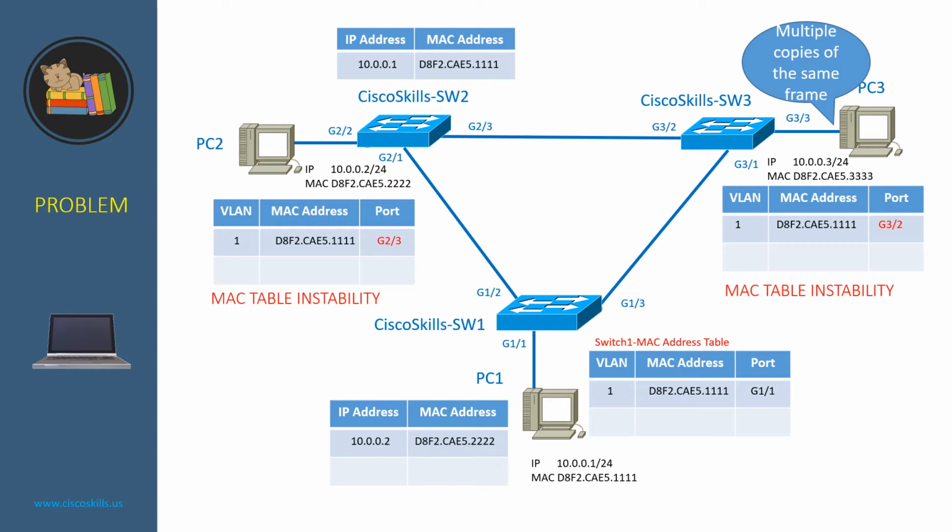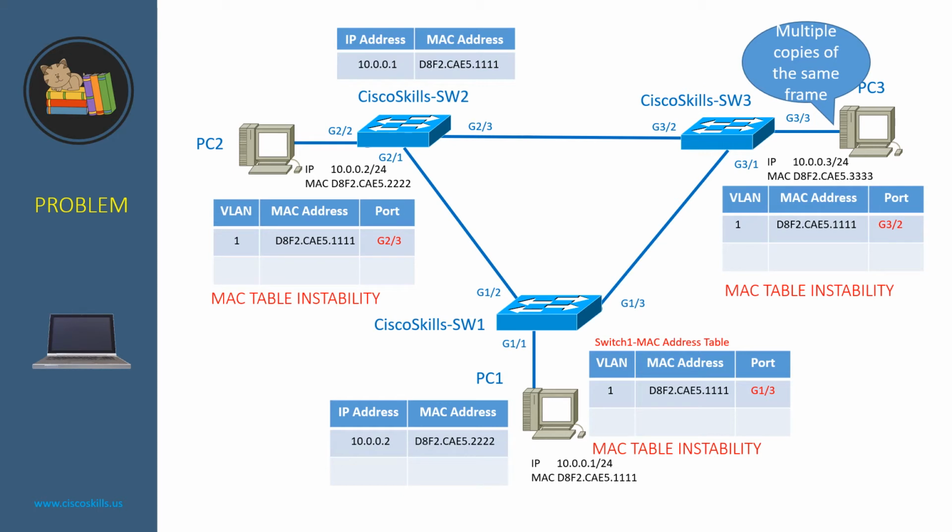Cisco Skill switch 3 also has to forward the broadcast frame to switch 1, which causes switch 1 to update its MAC address table and causes the MAC table instability in switch 1.